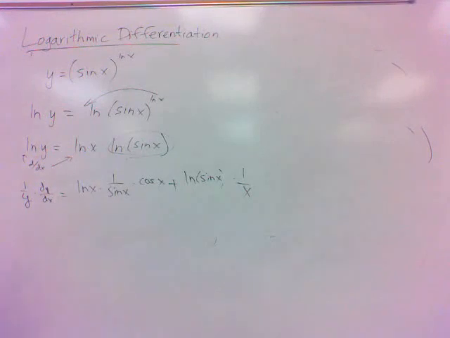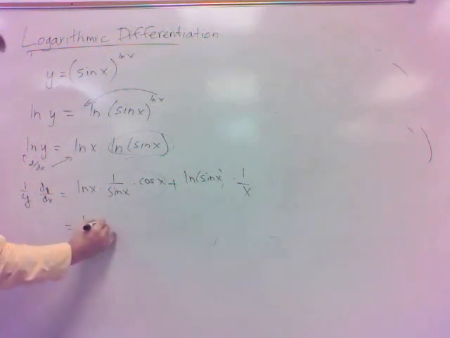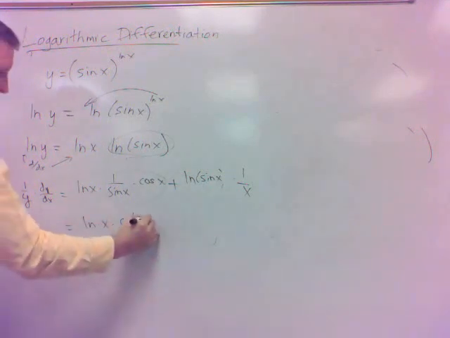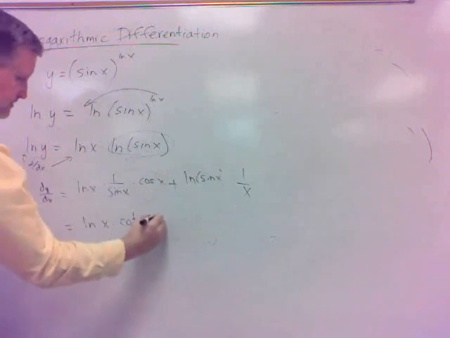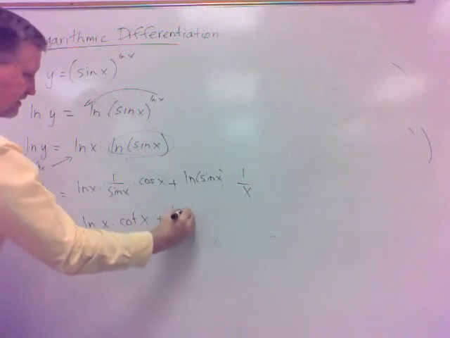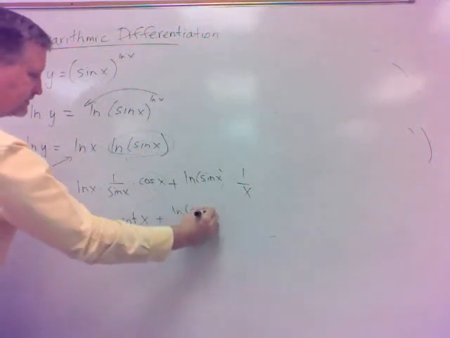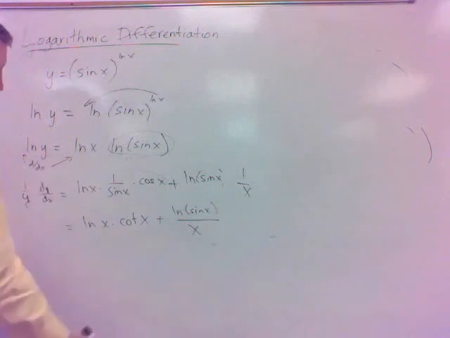Well, that's easier. That's just 1 over x. One thing about cleaning this up, we can combine those. We could write them as one fraction. It'd be cosine over sine, and then we can write cosine over sine as cotangent. So this is ln of x times cotangent of x, and there's nothing much there. Just ln of sine of x over x. That's what it comes out to be.